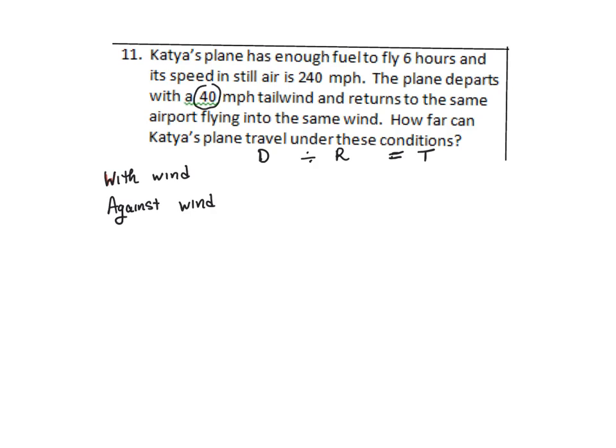Let's just keep that in mind. So here we're going to add 40, and here we're going to subtract 40. And it does say that her plane travels in still air at 240 miles per hour up here. So we're going to add 240 plus 40 and 240 minus 40 for the rates with the wind and against the wind. But they're asking us, how far can Katya's plane travel under these conditions? So here, what we have to do is we're going to let that distance equal x.